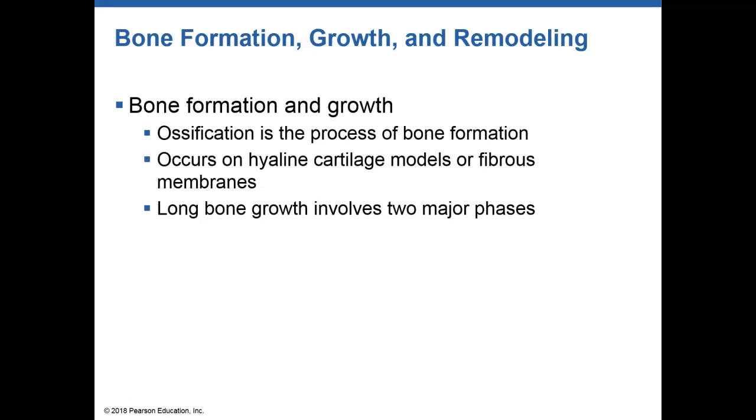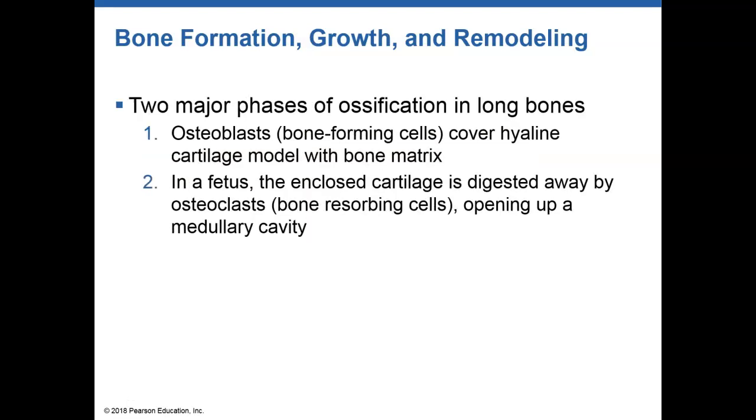So there are two major phases for growth of long bones or bone formation in long bones. So the first phase, all of our long bones start out as cartilage models. Hyaline cartilage is what forms our skeleton in the fetus. And then as we are getting ready to be born, the hyaline cartilage is going to be taken over by bone tissue. Osteoblasts start producing osteoid or collagen fibers, so that organic material, and that takes over the hyaline cartilage.